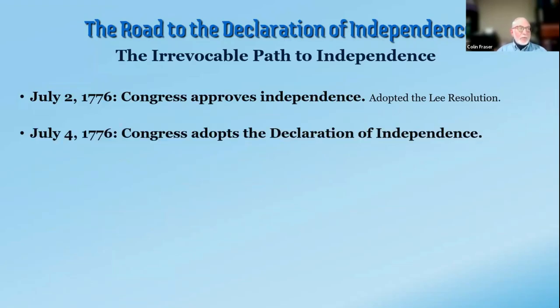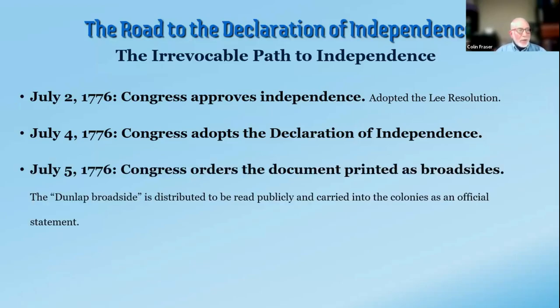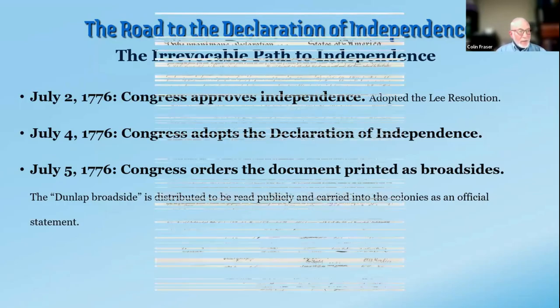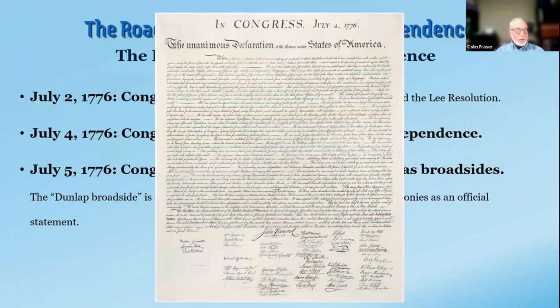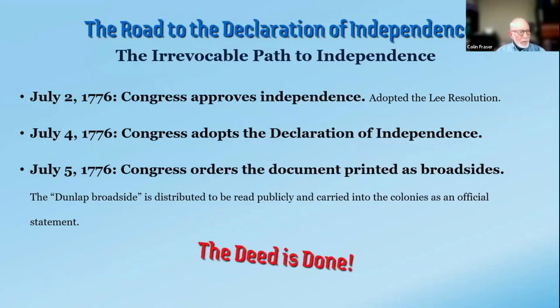And as you know, July 4th, Congress adopted the Declaration of Independence. July 5th, Congress ordered the document printed as a broadside. That's the Dunlap broadside, and this document that we see so frequently is not the original or a cleaned up version of the original. It's a printed broadside that was distributed far and wide within the colonies. All right, so the deed's done. There's no turning back now.